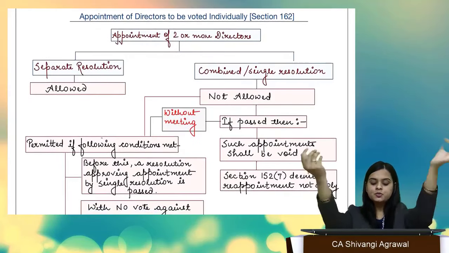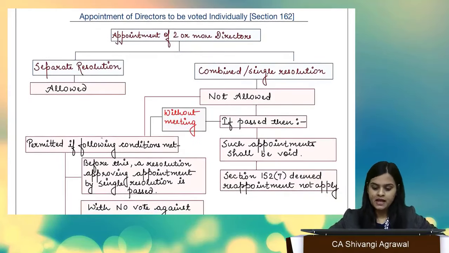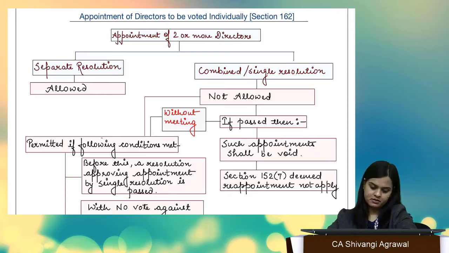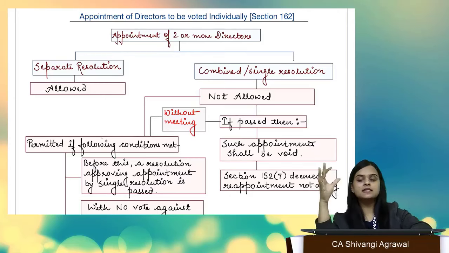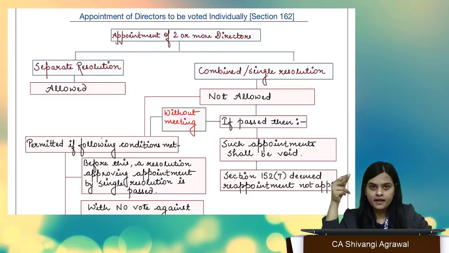Now, section 162. Appointment of directors to be voted individually. This section does not apply to a private company. What does this section tell us? It tells us that appointment of 2 or more directors cannot happen by a single resolution.